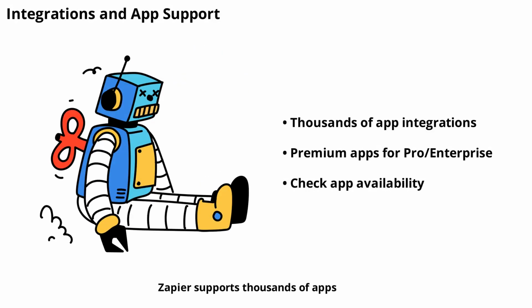Zapier supports thousands of apps, but access to some integrations depends on your plan. Basic users can connect popular apps, while Pro and Enterprise users unlock premium integrations. If your workflow relies on specific business tools, check their availability before choosing a plan.